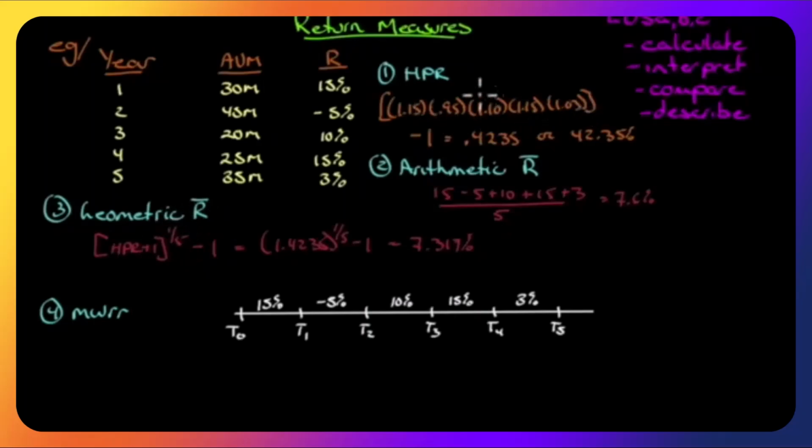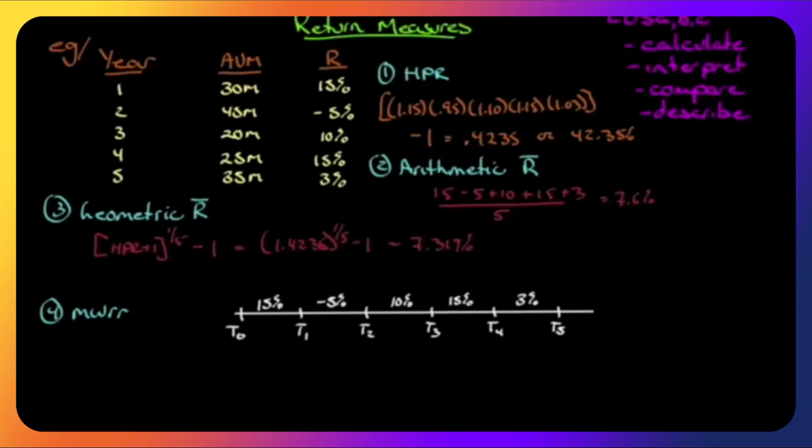To see why that works, you have to understand that to calculate the geometric return, you're doing all of this anyways, and then you're putting it to the power of 1 over 5. Well, this 0.4235 is all of this minus 1. So all of this must be 1.4235, which is why I just left 1.4235, because it's already calculated, to the 1/5 minus 1, 7.317.